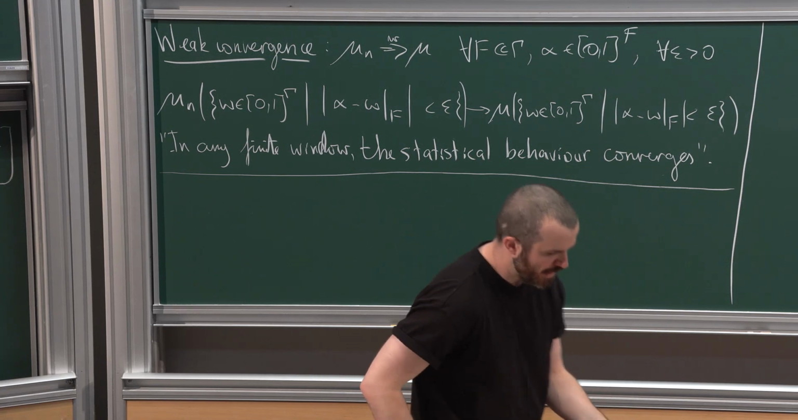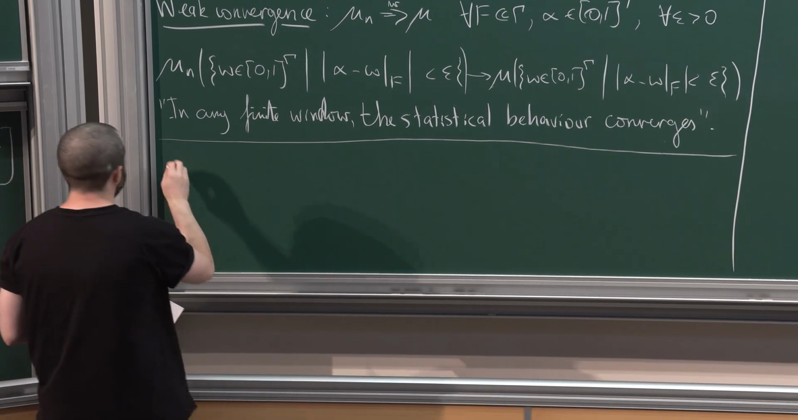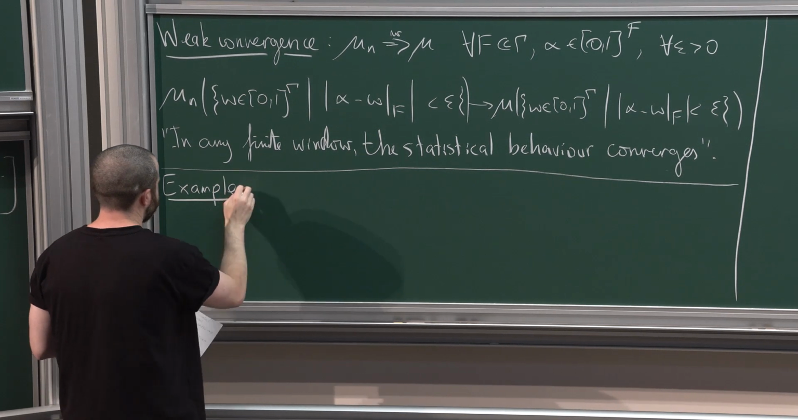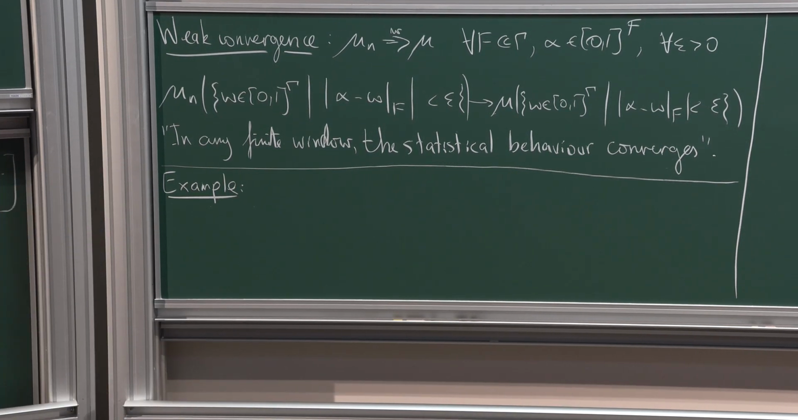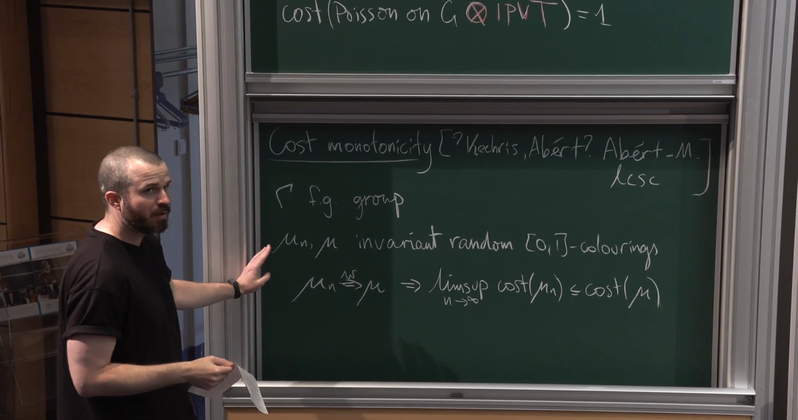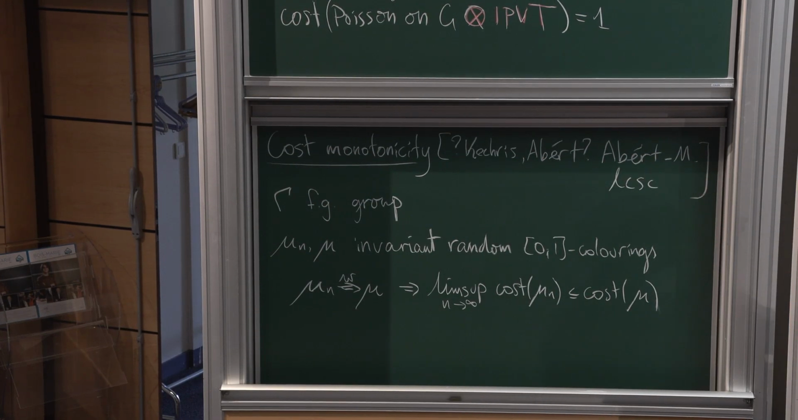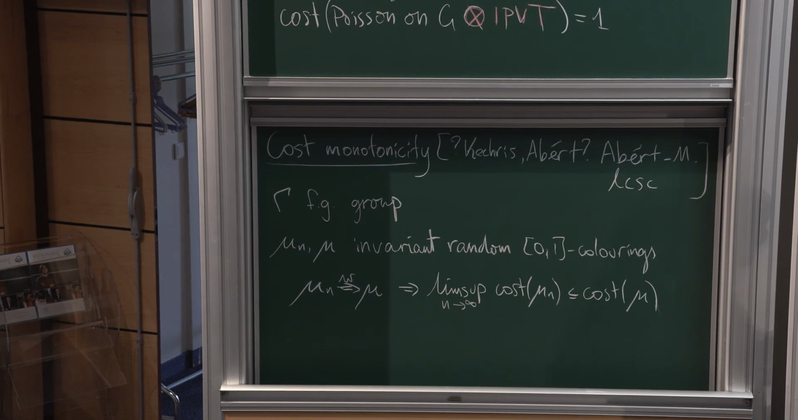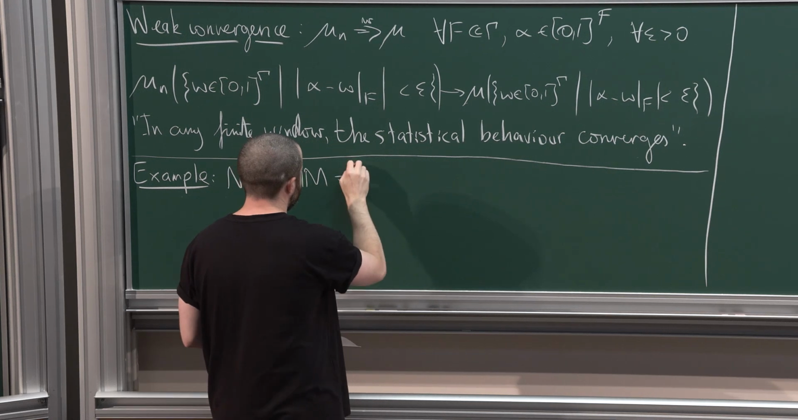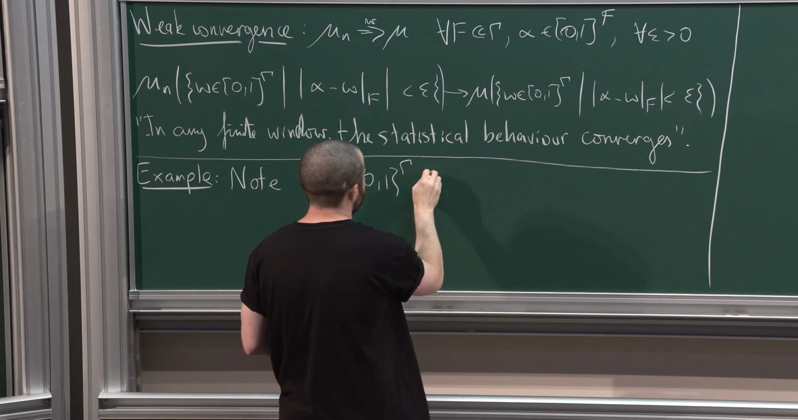And I want to give you a simple example. Okay? So here is the example. And the point of the example is to show that if you just naively apply this cost monotonicity with what I've presented to you so far, you will get nothing. So I want you to note that there is a natural inclusion of the configuration space, which I remind you was just the space of subsets of this group, inside of the space of colorings.